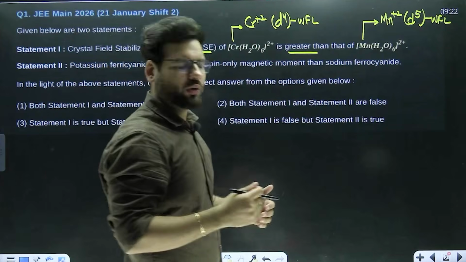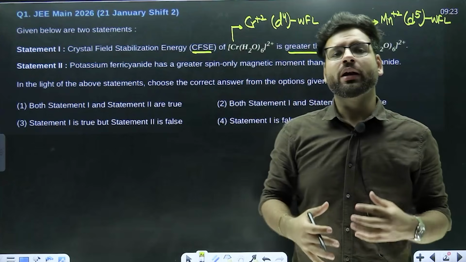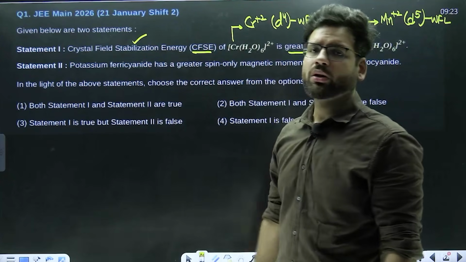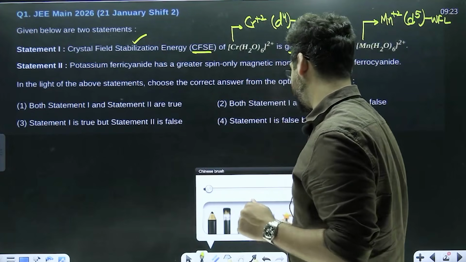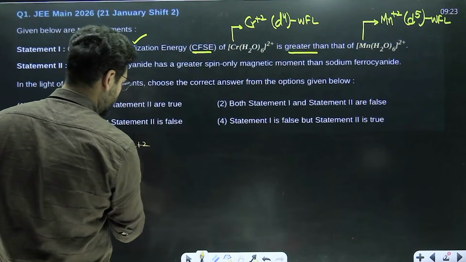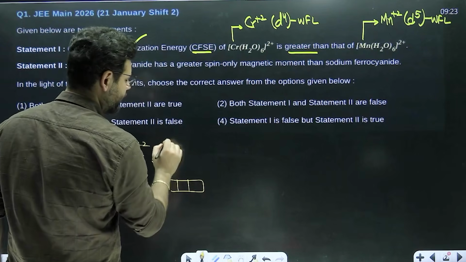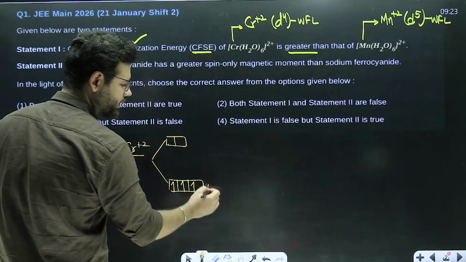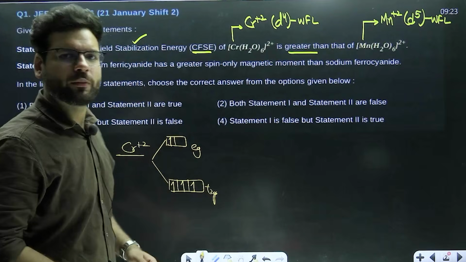Whenever a CFSE question comes, always think of the magnitude, never the sign. A more negative CFSE means more stabilization. So we need to check which has more magnitude and not the sign. So when I look at chromium plus 2, it's a D4. And we know water is a weak field ligand. So when we fill D4 with the weak field ligand, we'll fill 1, 2, 3, first 3 in the T2G, and the fourth one will jump here. No forceful pairing will happen.